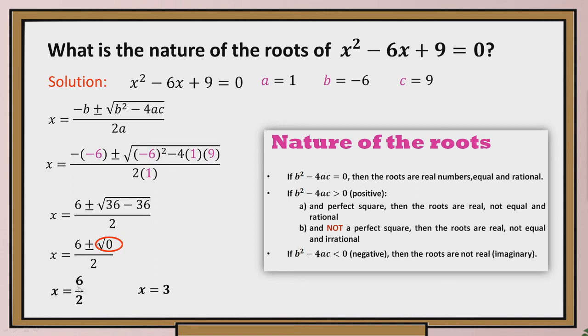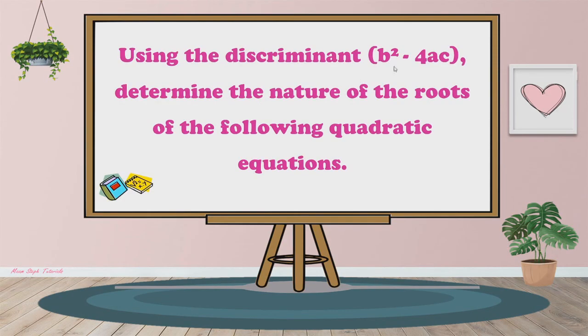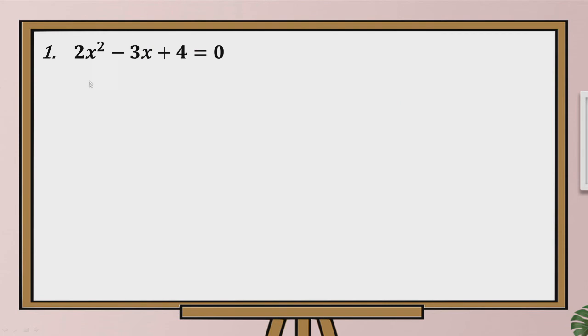Kaya naman, kahit hindi natin ipagpatuloy ang ating solution, as long as alam natin kung ano ang value ng ating discriminant and ibabase natin dito sa conditions na to, malalaman na natin kung ano ang nature ng roots of our quadratic equation. Kaya naman ngayon, gamitin natin ang ating discriminant to determine the nature of the roots of the following quadratic equations. So number 1, we have 2x squared minus 3x plus 4 equals 0. So for our solution, we get the values of the coefficients. So meron tayong a equal to 2, b equal to negative 3, and c equal to 4.